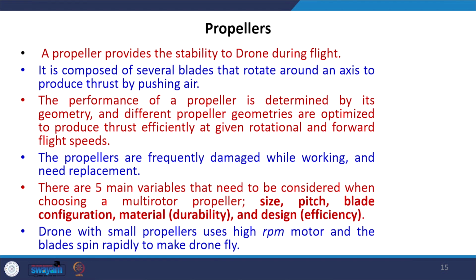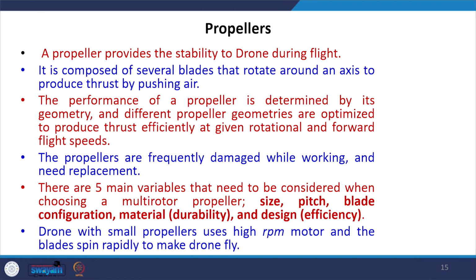Then propellers. Propellers are very important components. The propeller provides stability to the drone during flight, and it is composed of several blades that rotate around an axis to produce thrust by pushing the air when the drone is moving. The performance of the propeller is determined by its shape, its geometry and its size, as different propeller geometries are optimized nowadays so that the thrust produced is the maximum thrust at a given rotational speed.